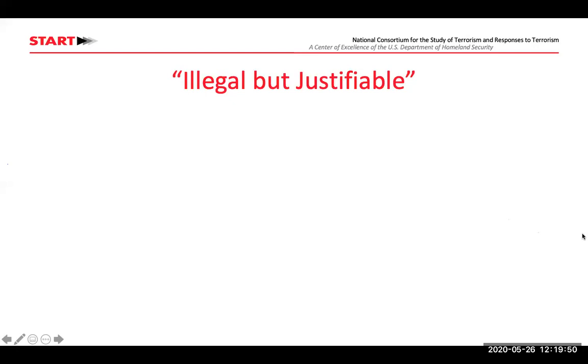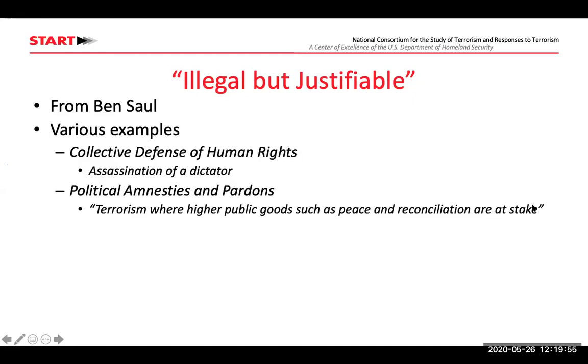So then there's also this illegal but justifiable sort of trend throughout the history of law. Now, Ben Saul gives us this quote. There are various examples, so things like collective defense of human rights and political amnesties and pardons. Is this like jury nullification? So in the United States, we have this unwritten but real rule. You can have video evidence that a crime was committed. You can have the person admit to the crime that they committed, and the jury can say, we see all of this evidence and you are not guilty.